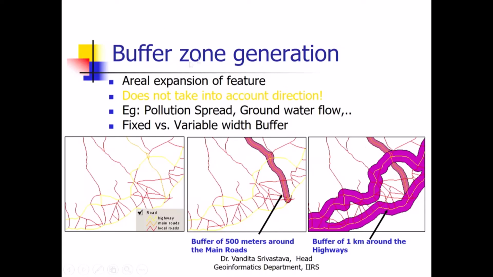As I said, it is an aerial expansion of features. It does not take into account the direction. It calculates on both sides, but you can specify the left or right, whether you want to generate the buffer towards left or towards right. You want to have round corners or flat corners, you want to dissolve the features or you don't want to dissolve the features. So those kind of specifications you can give while generating these buffers. It actually depends upon how that program has been written.